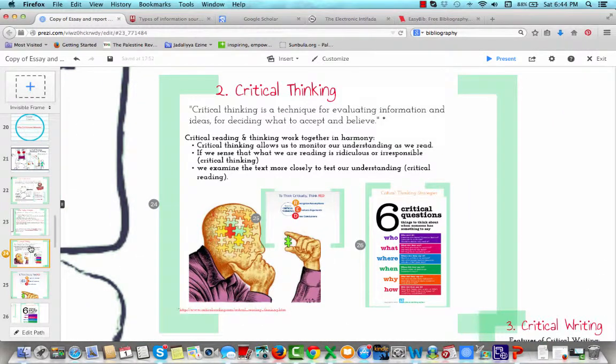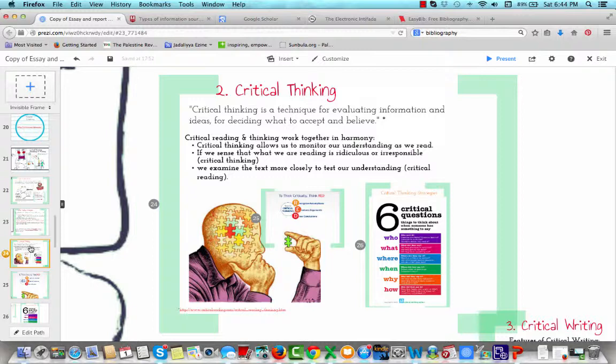Okay, so critical thinking. Critical thinking, again, is a technique for evaluating information and ideas, for deciding what to accept and believe. Simply, when you are critically reading an article or a research argument, you have to think, and you have to really think critically, not passively: is this information correct or is this believable? And you have to decide for yourself what to accept and what to reject.